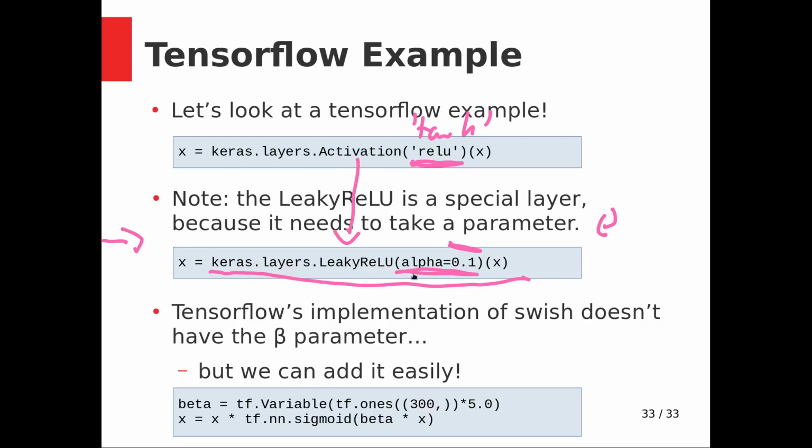TensorFlow has an implementation of swish. It does not include the beta parameter. I don't know why they didn't do a layer like this for it. I really don't. Because that beta parameter is supposed to be important, but they didn't include it. They just used a fixed value of 1. I'm shrugging, but you can't see it. I have no idea why. But we actually can add it very easily.